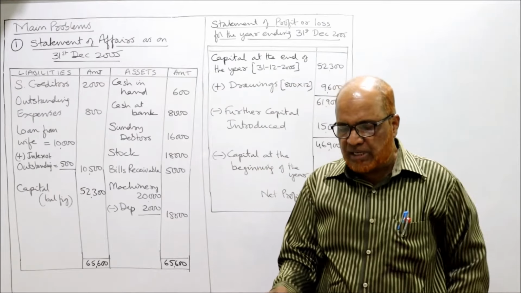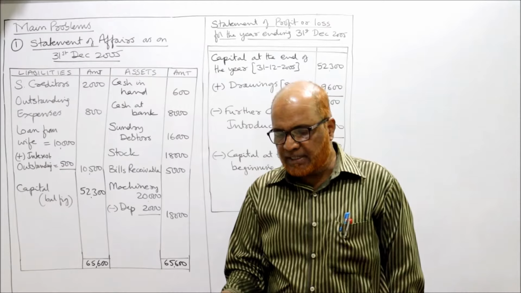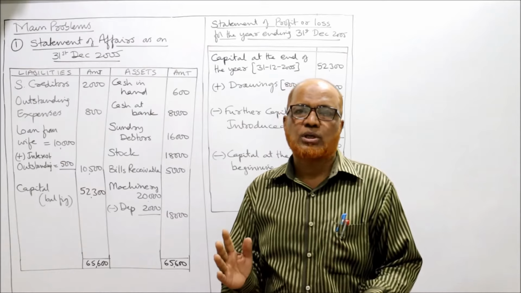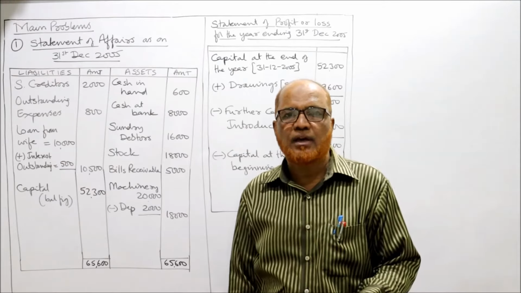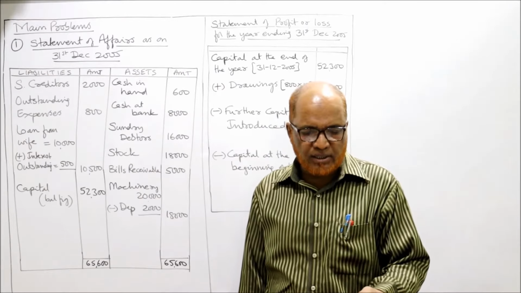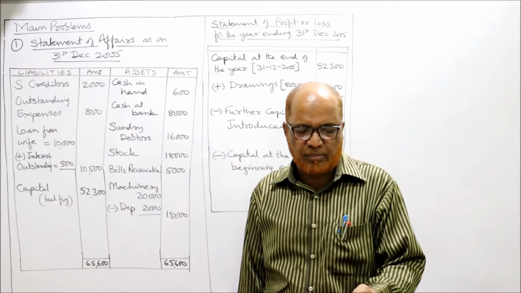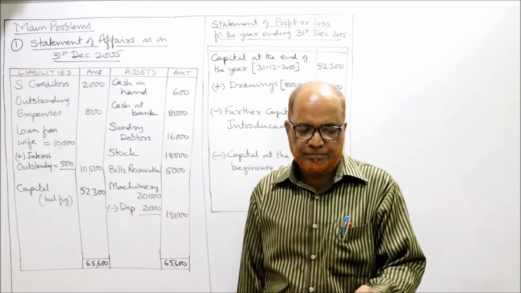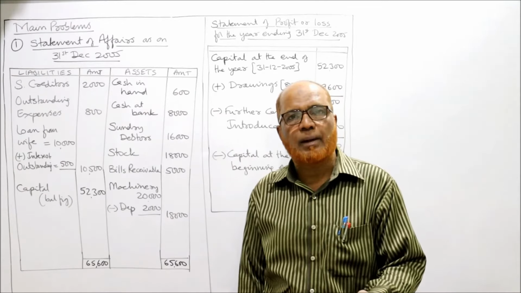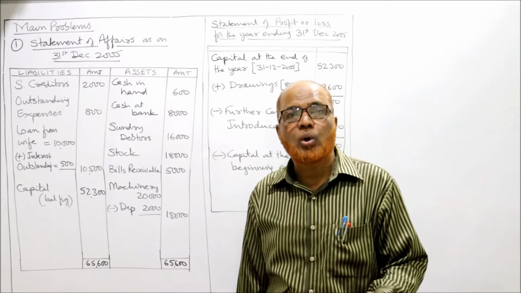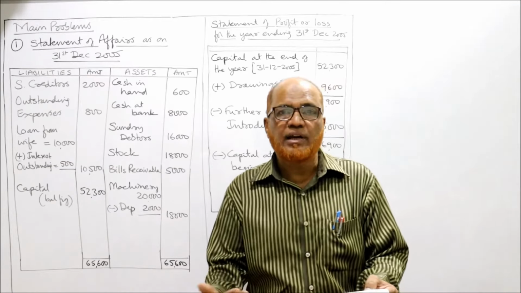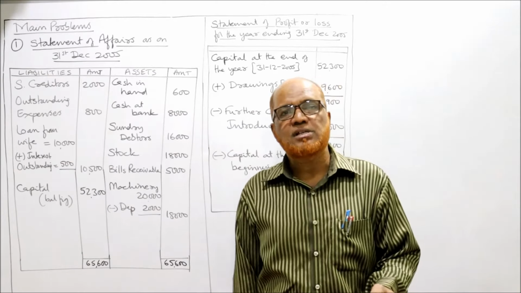Verma commenced business on January 1st, 2005 with a capital of 30,000. So a new business is started by Verma on 1st January 2005 and his capital at the beginning of the year will be 30,000. He immediately purchased a machine for 20,000. On 30th June 2005, he borrowed 10,000 rupees from his wife at 10% per annum. Interest not yet paid. So actually he has contributed 30,000 capital. Apart from that, he has taken a loan from his wife of 10,000 rupees, a liability, on which interest is at the rate of 10% per annum.